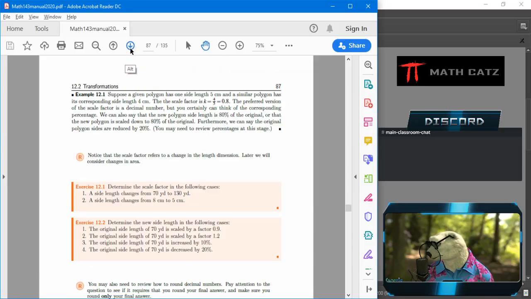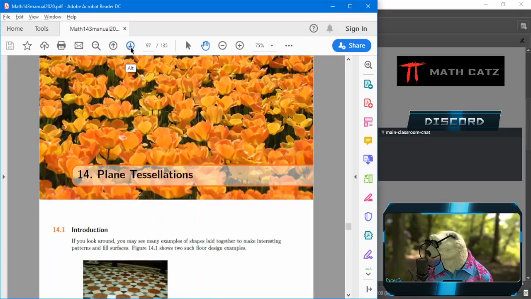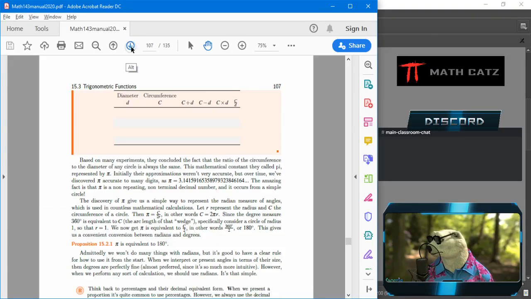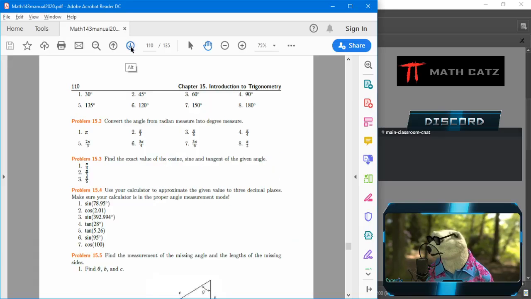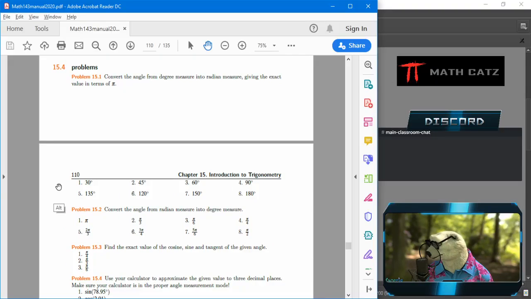It'll be the same as the quiz. Where is our trigonometry here? Come on, trigonometry. I know you're here somewhere. There you are. In that we want to be able to convert between radians and degrees. Radians and degrees. So that'll be 15.1 and 15.2.